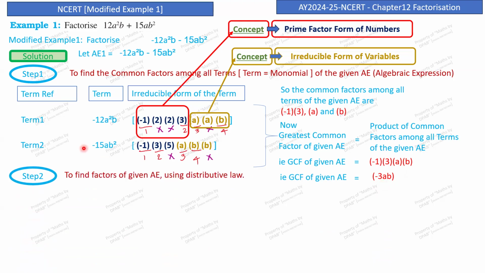So in step 1, we have found out the common factor and the greatest common factor among the terms of the given algebraic expression. We have found out that it is minus 3AB. Now step number 2, please watch very carefully, to find the factors of the given AE using distributive law.